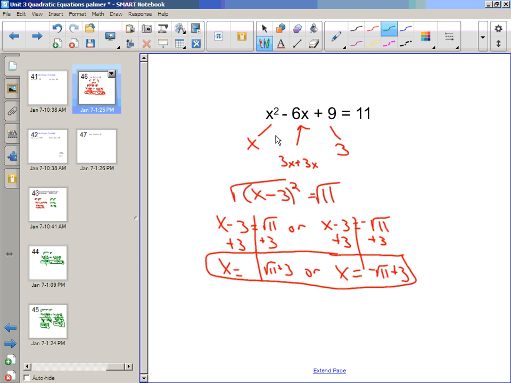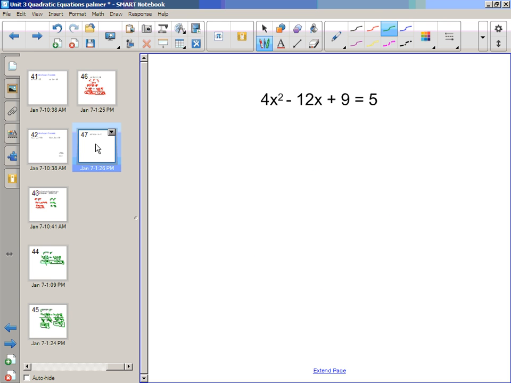All right, so you're going to run into some examples where you might need to factor it yourself. Here's another one. Looks kind of crazy, but if you look at it, this is a perfect square here, 2x times 2x. 9 is a perfect square. 6x doubled is the 12x. So that is a perfect square trinomial. So we can write that as 2x minus 3 squared equals 5. And then finish it from there by taking the square root of each side.